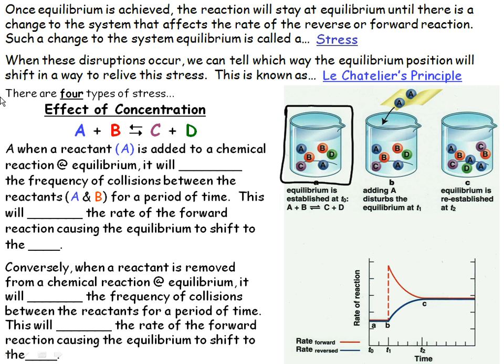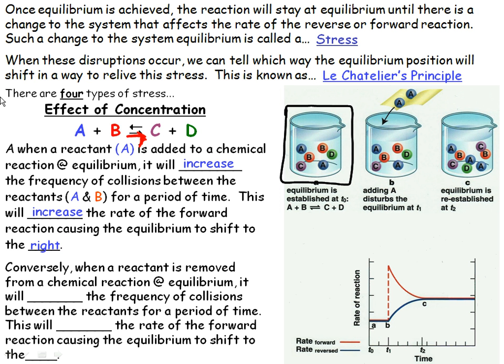When a reactant like A is added to the chemical reaction at equilibrium, it's going to increase the frequency of collisions between the reactants A and B. So essentially, the forward reaction is going to speed up, and it's going to go faster and faster. This will increase the rate of the forward reaction, causing the equilibrium to shift to the right. Anytime you have an increase in the forward reaction, it's always going to shift to the right.